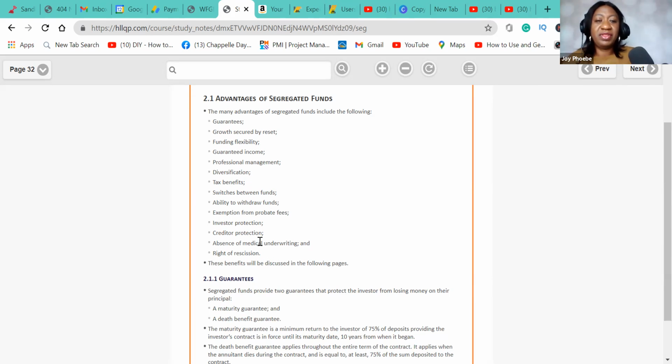All right, so moving on, another advantage of seg funds is that it has growth secured by reset. You also have funding flexibility, guaranteed income options, professional management, diversification, tax benefits, switching between funds, ability to withdraw funds, exceptions for probate fees and investor protection, creditor protection, absence of medical underwriting, and rights of rescission. These benefits will be discussed in the following pages.